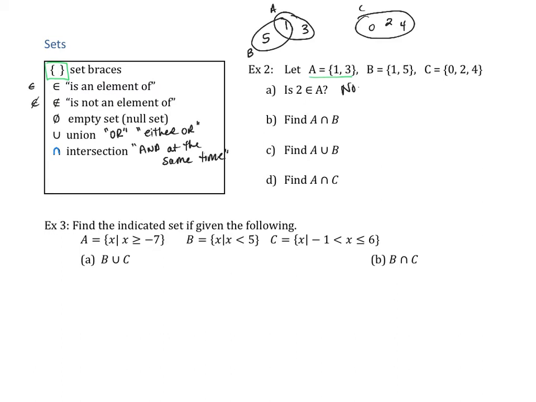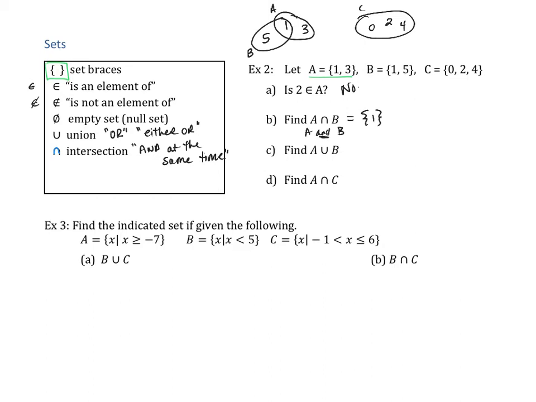Okay, so let's look at this one. Find the numbers that are in A and B. So they're contained within A, and at the same time, they're also part of B. So there's only one number there. 1.